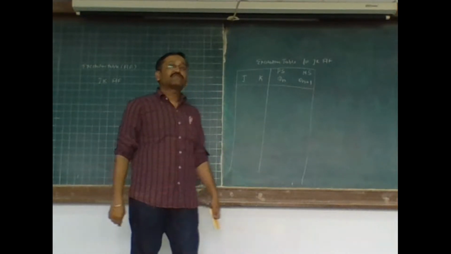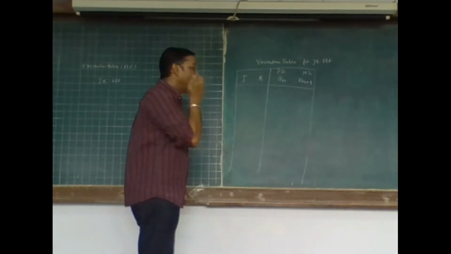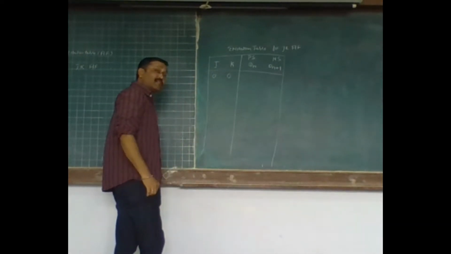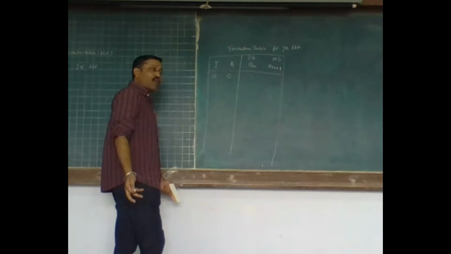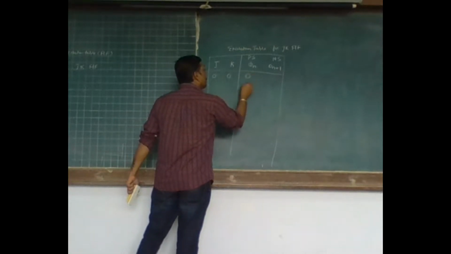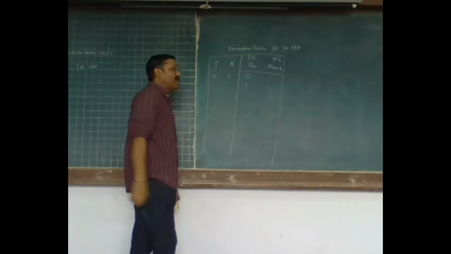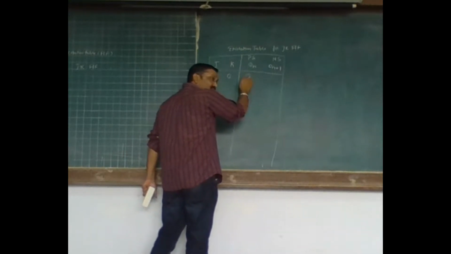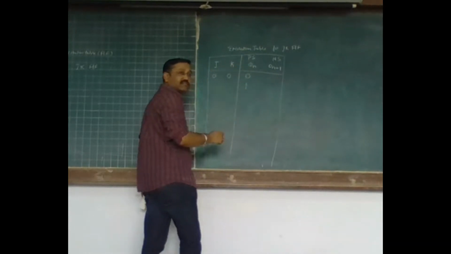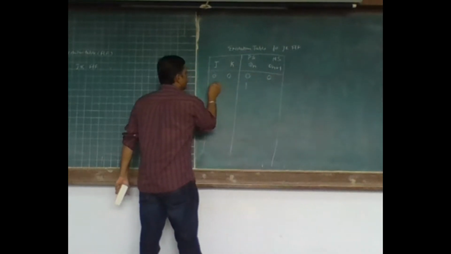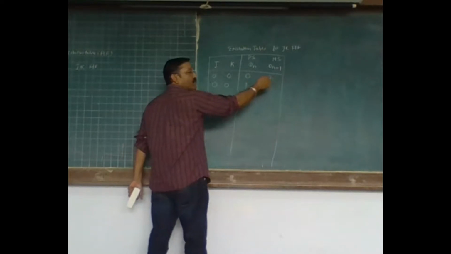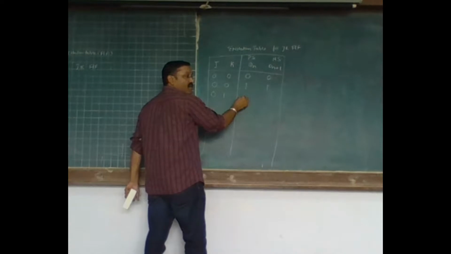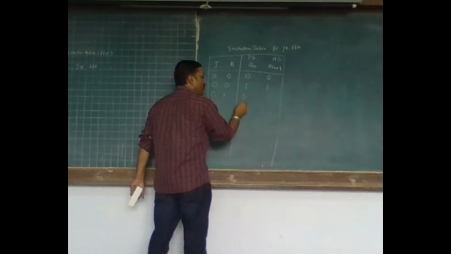So, possible combinations for J and K. 0, 0. For 0, 0, Qn could be either 0 or 1. Right? So the previous state can be anything. It could be either 0 or 1. What is the next state? J and K is equal to 0, 0. Qn is 0. Then what is the next? 0. Very good. Previous is 1. What will be the next? Very good. For 0, 1, again the previous bit could be either 0 or 1.